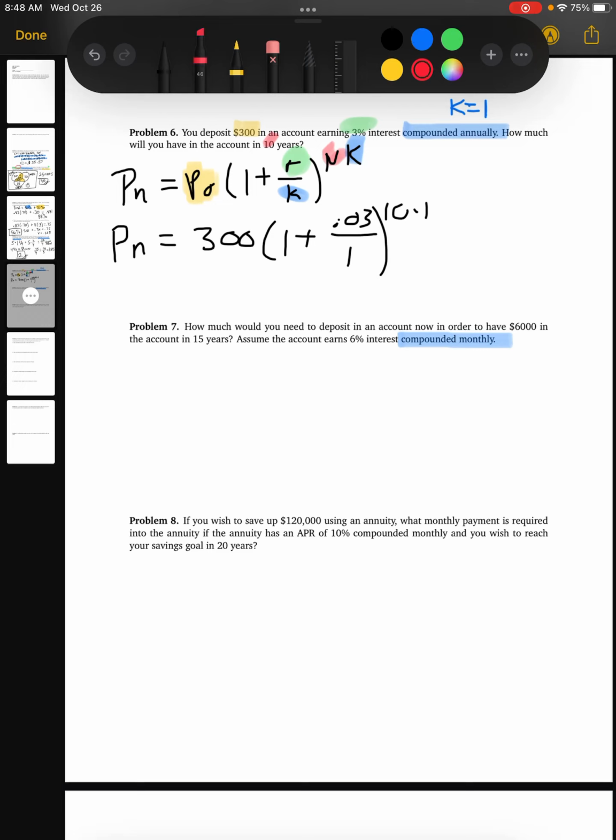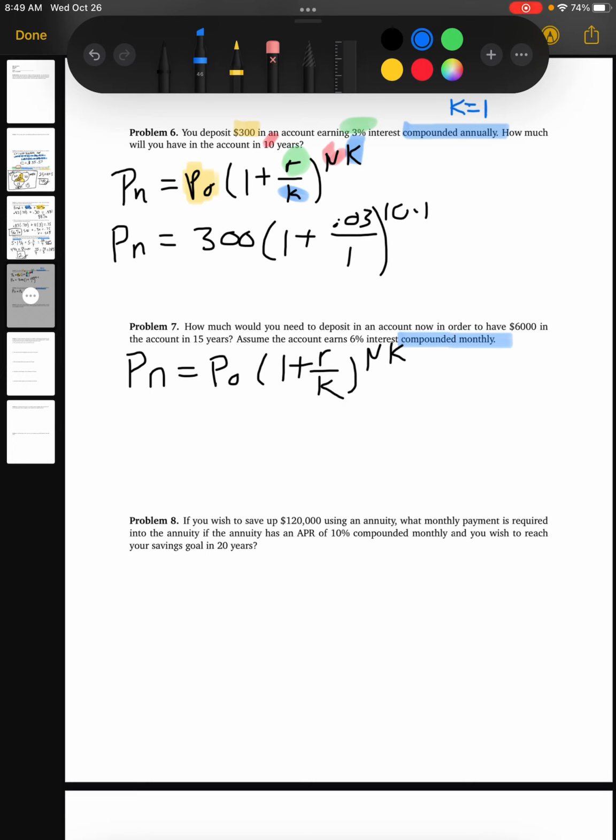So this question says I need to deposit some amount of money into an account now in order to have $6,000. That word now is what lets me know that this is a lump sum deposit. So this is actually going to be the same formula as the first example. There is going to be a small difference in this problem. We will talk about it when we get there.